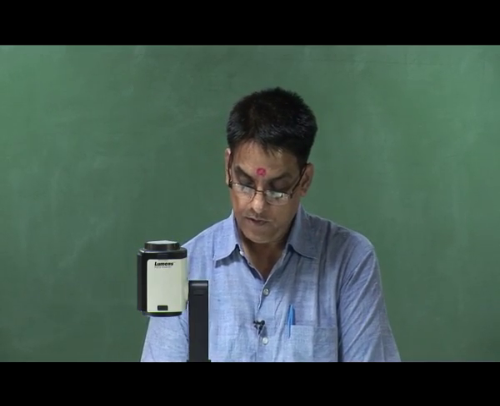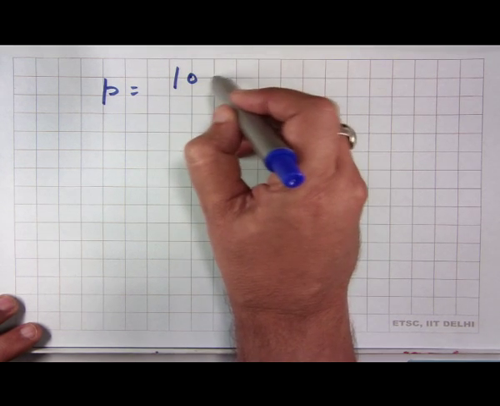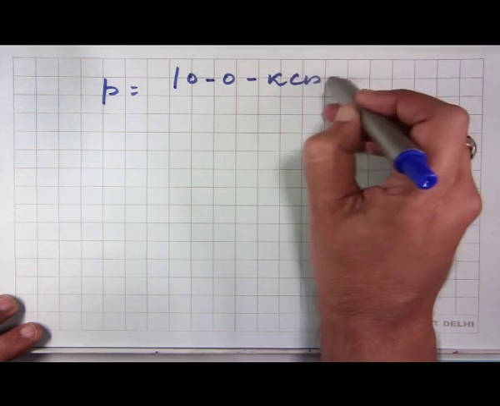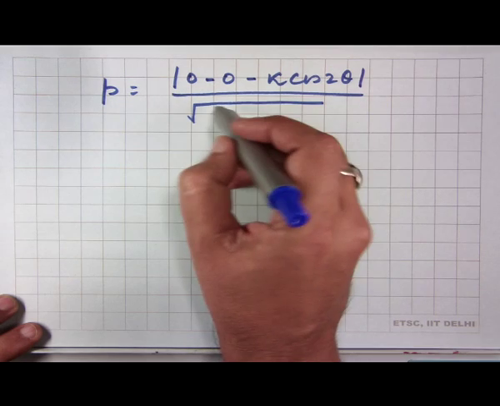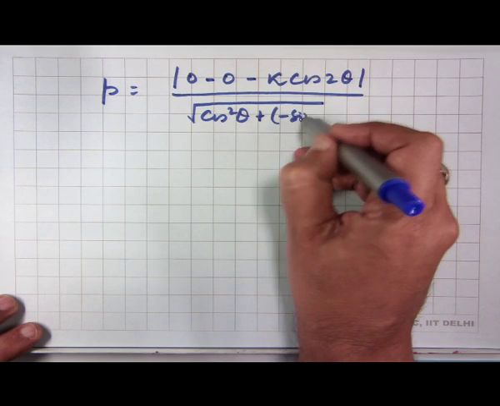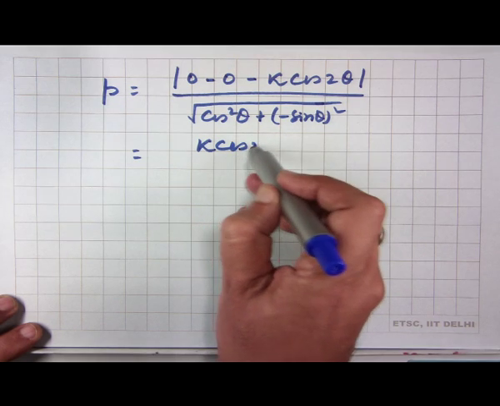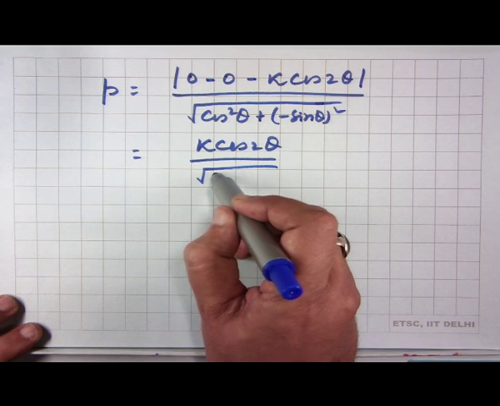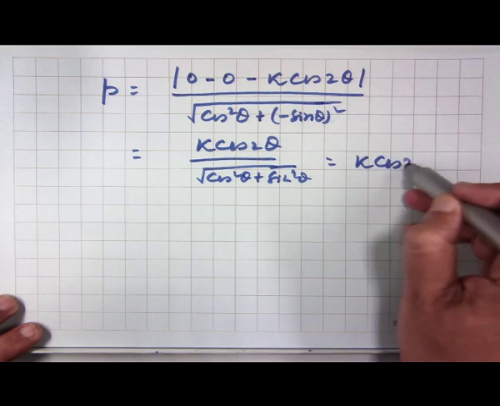So P is equal to mod of 0 minus 0 minus k cos 2 theta by the square root of cos square theta plus minus sin theta square, which is equal to k cos 2 theta by the square root of cos square theta plus sin square theta, and cos square theta plus sin square theta equal to 1. So this is k cos 2 theta.